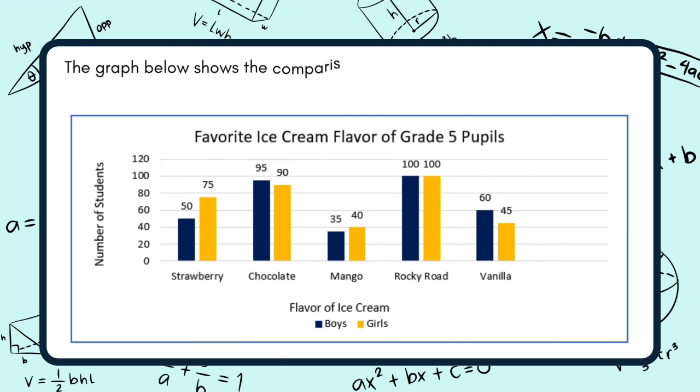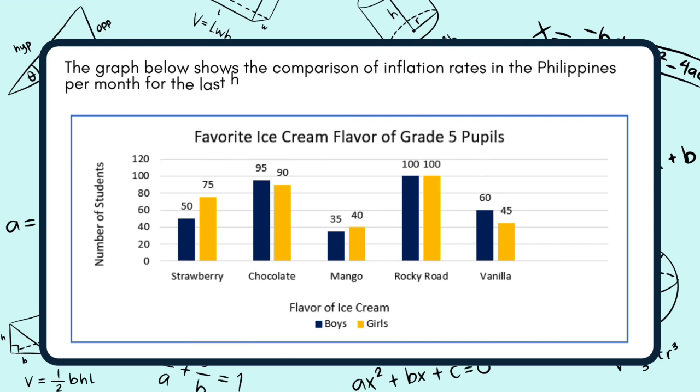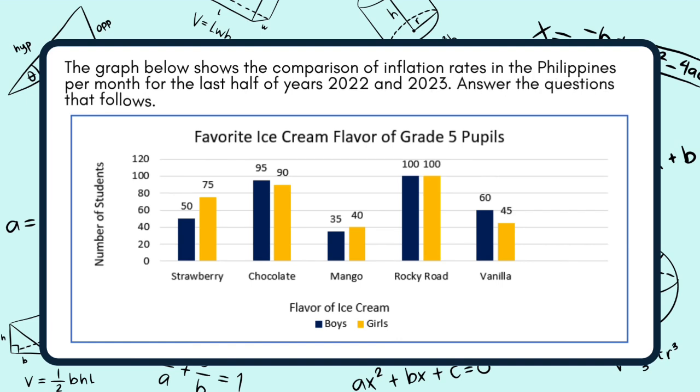Okay. This time, now this graph below shows the comparison of inflation rates in the Philippines per month for the last half years of 2022 and 2023. Answer the questions that follow. So, favorite ice cream flavor of grade 5 pupils.